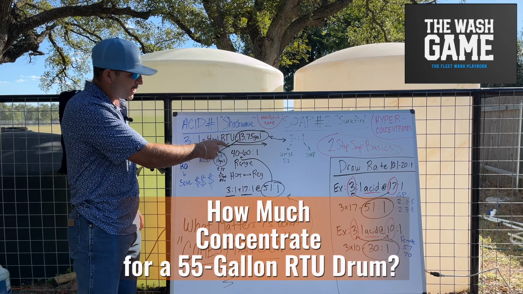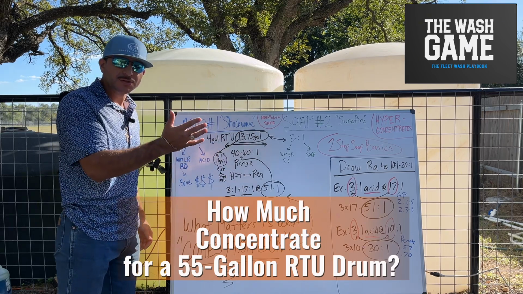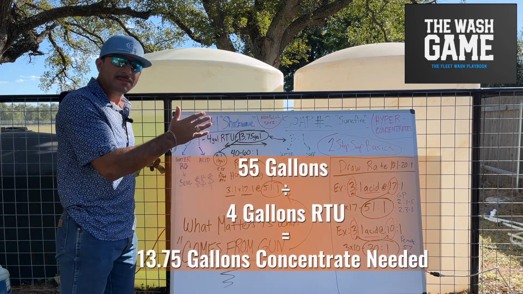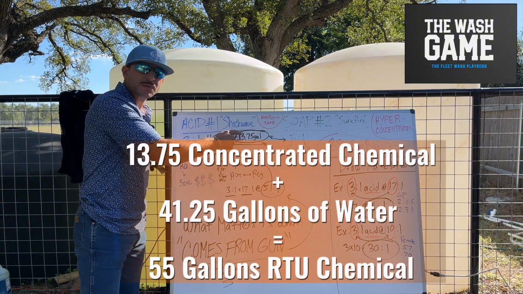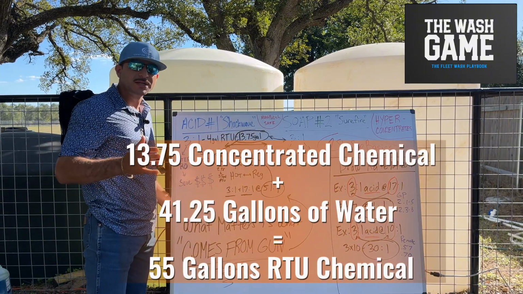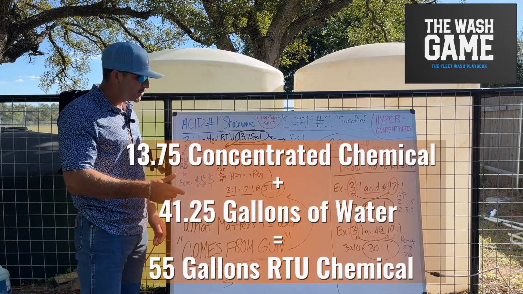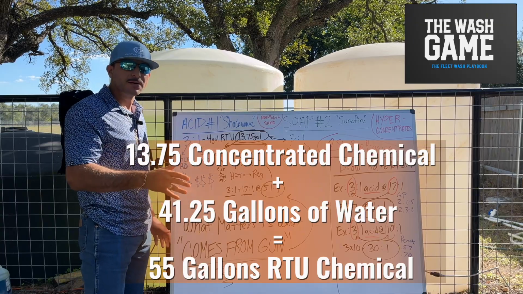When you have 4 gallons of ready-to-use soap, you take a 55-gallon drum, you divide that by 4 gallons, and you get 13.75. This is 13.75 gallons of concentrated chemical mixed with your water so that you have ready-to-use chemical on site, ready to wash trucks.